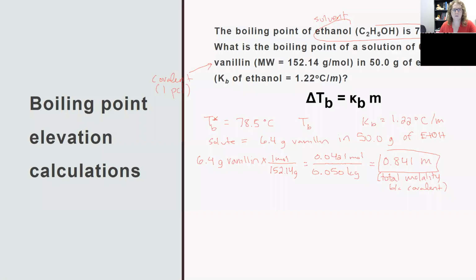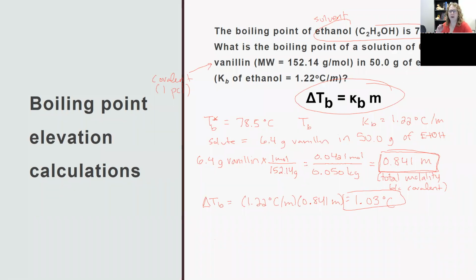So let's pause this. What comes out of this concentration calculation is that you've got 0.0421 moles of vanillin, so 0.0421 moles of solute, and that comes out to a concentration of 0.841 molal because there's 0.050 kilograms, 50 grams of solvent. That is the total molality because vanillin is covalent and doesn't break up any further. Let's use that now to calculate our delta T of boiling point.